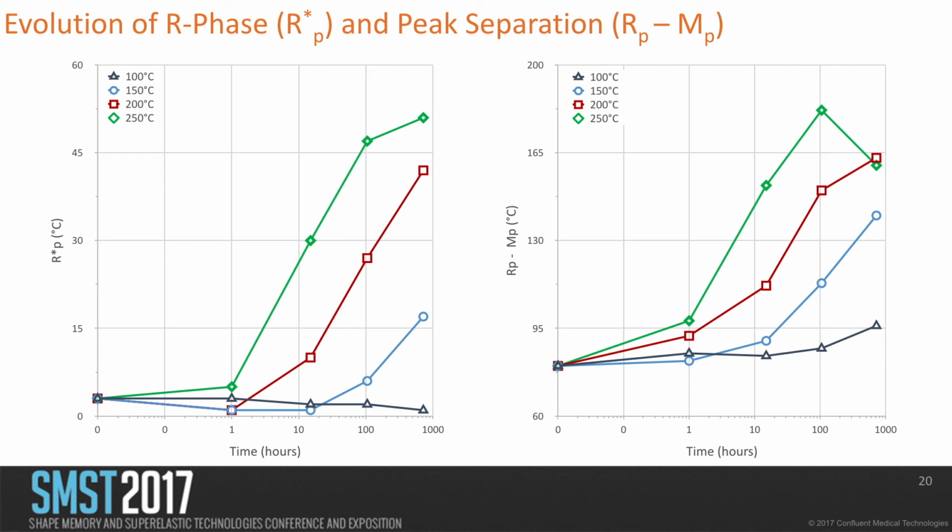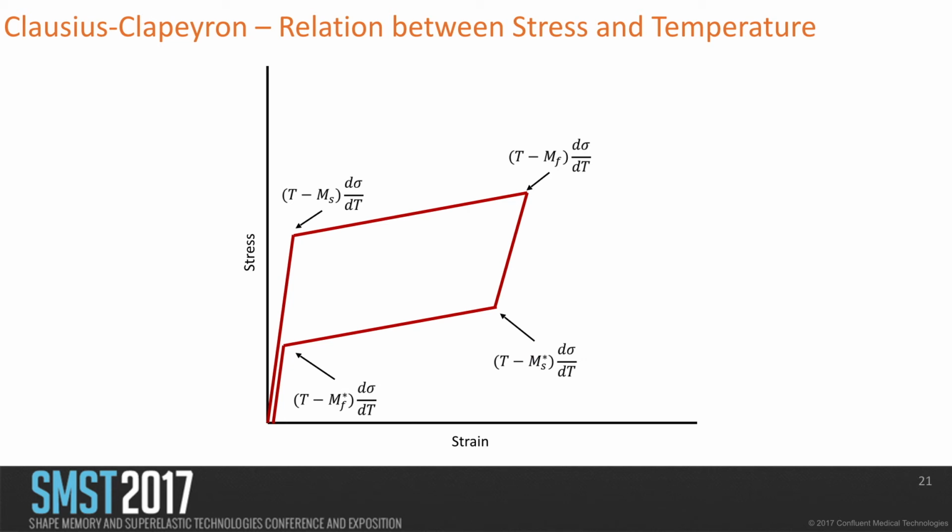So I pointed out earlier that the upper plateau stress doesn't really follow the MP, right? And why is that? If we want to predict the stresses based on temperature, there are two terms that govern that: delta T and d sigma dt. Delta T is what we see. So if I suppress Martensite, this is going to increase, and my plateau stress should increase. But how about d sigma dt?